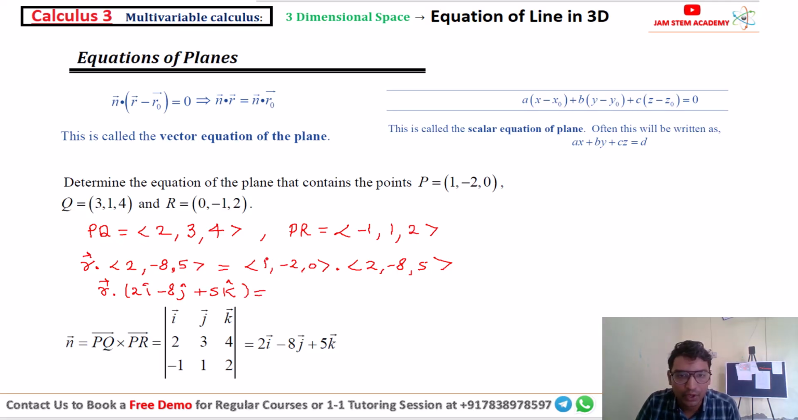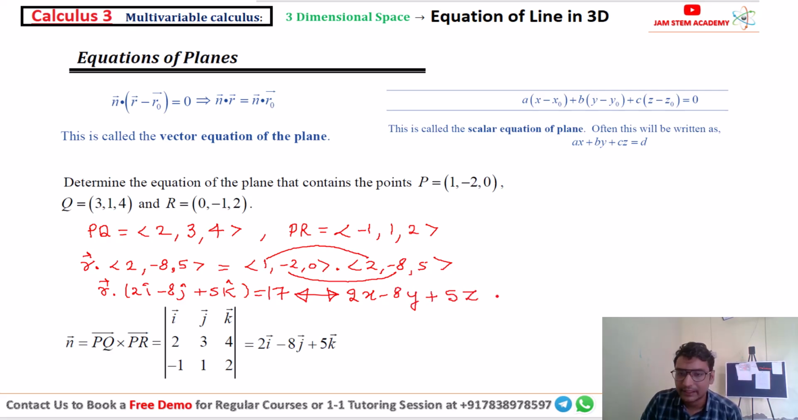Now take the dot product, corresponding to i cap, j cap and k cap. Simplifying, we get 1 times 2 is 2, plus 16 is 18... 2 plus 16 is 18, plus 0 gives 17 again. So this is our answer. This is the vector form. In order to get the scalar form, instead of the r vector, you can say x i cap, y j cap, z k cap. Let me write that for you. So you will get 2x minus 8y plus 5z equals 17, or if you take it to the left side, you will get this.